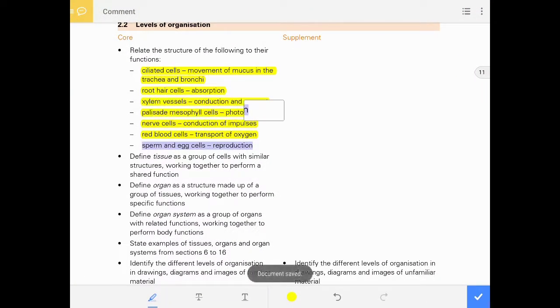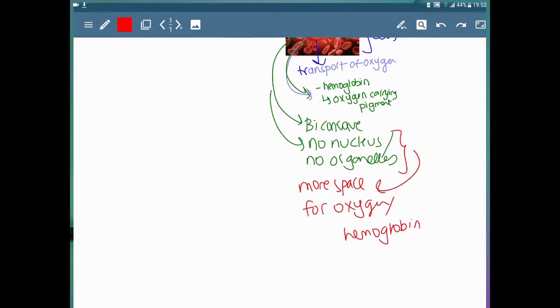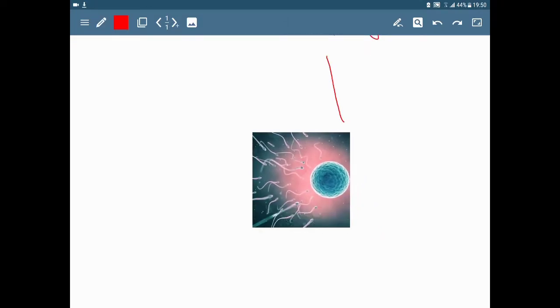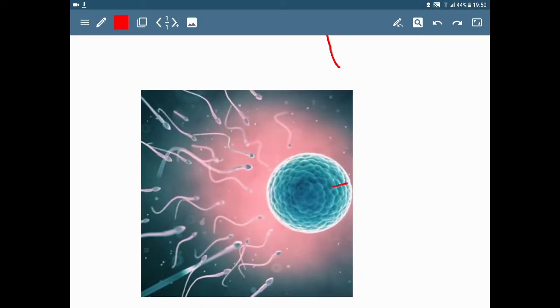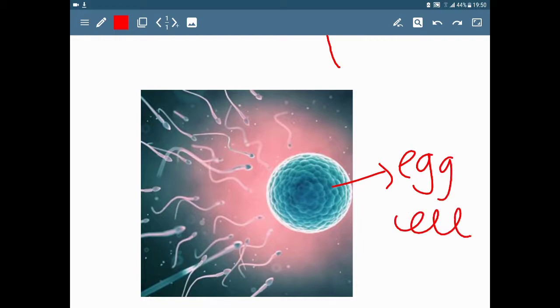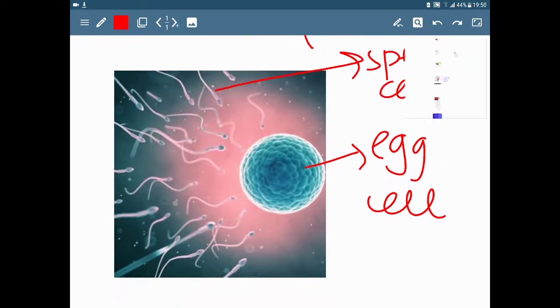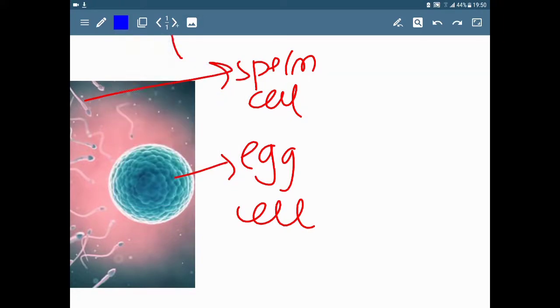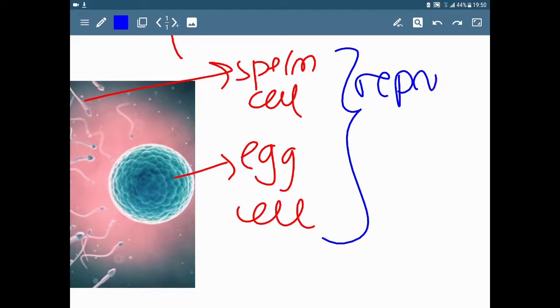Now, sperm and egg cells. This is the egg cell, and this is the sperm cell. These two work together for reproduction.